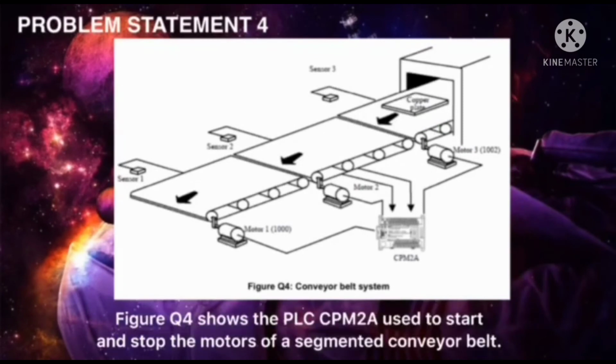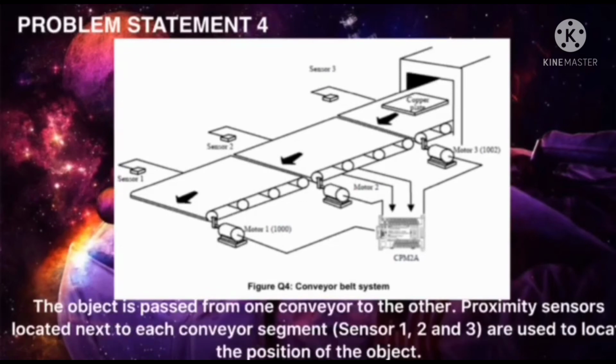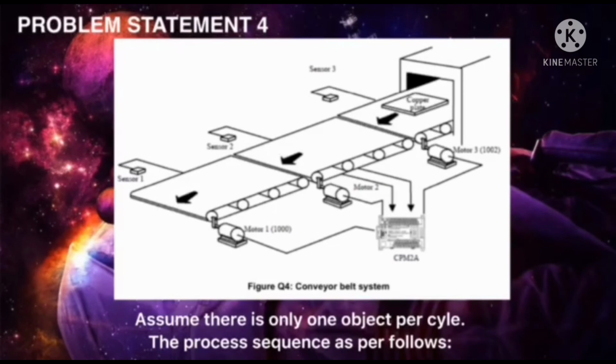Figure Q4 shows the PLC CPM2A used to start and stop the motors of a segmented conveyor belt. The object is passed from one conveyor to the other. Proximity sensors located next to each conveyor segment, sensors 1, 2, and 3, are used to locate the position of the object. Assume there is only one object per cycle.